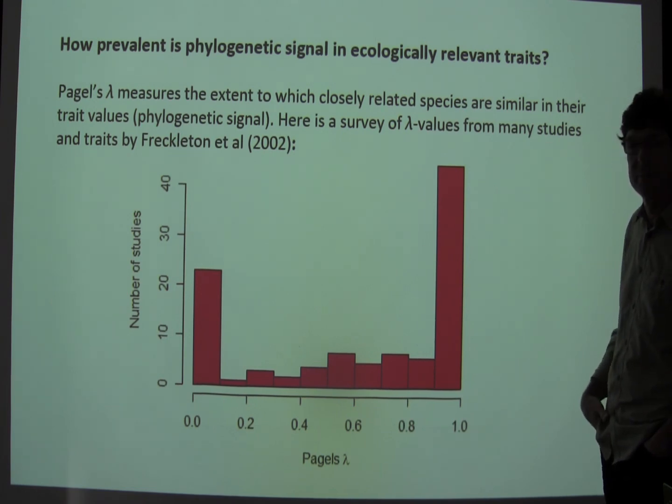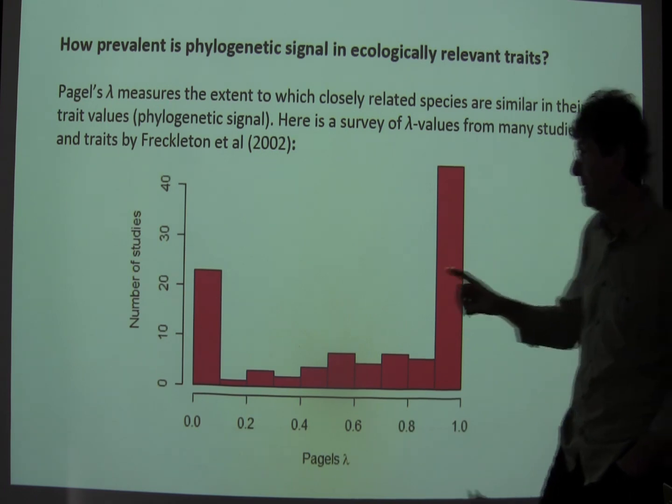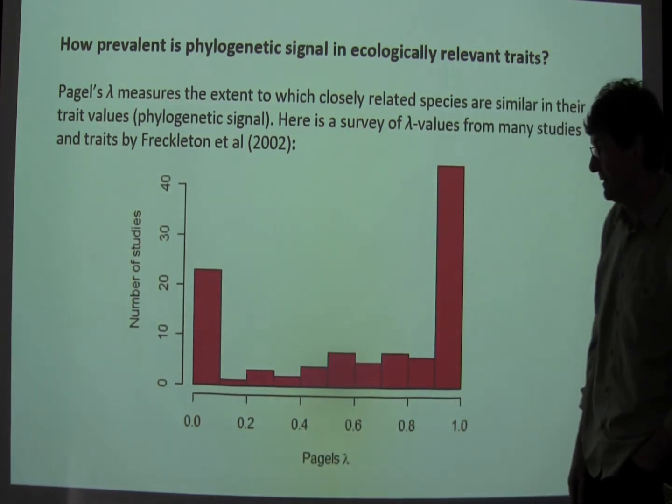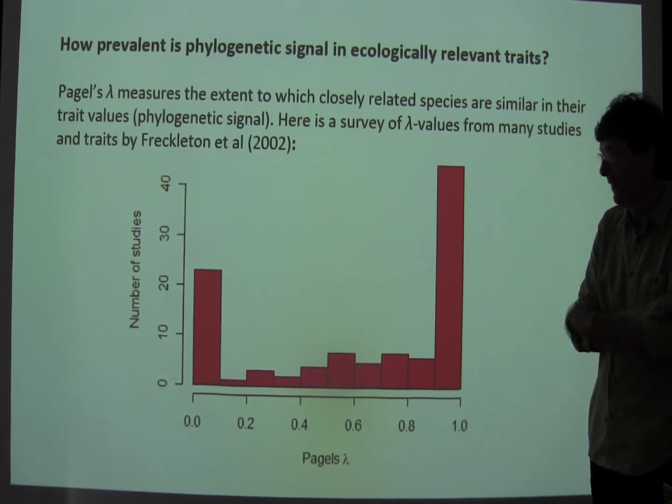I don't understand why it's bimodal. Why the next most common bin should be between 0 and 0.1. If anyone has an explanation for this, I'm all ears.